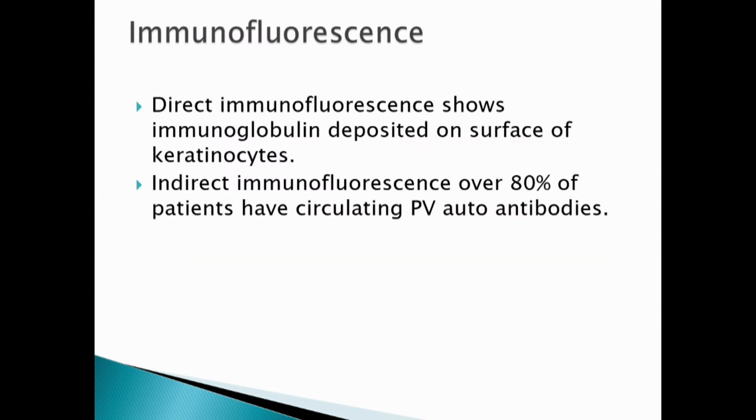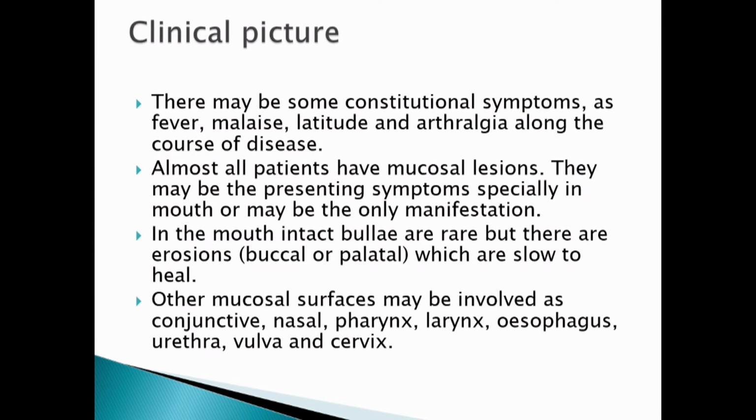It could also be diagnosed by immunofluorescence. Clinical picture. This pemphigus vulgaris patient suffers from severe constitutional symptoms: fever, malaise, lassitude, arthralgia, pain in the joints with no arthritis. The patient has lesions on his skin and his mucous membrane. Both skin and mucous membranes are affected. We have to remember that mucous membranes are affected in almost all patients of pemphigus vulgaris.